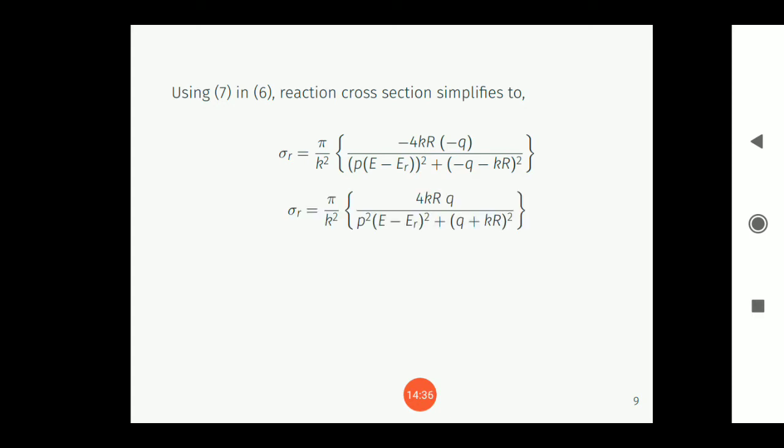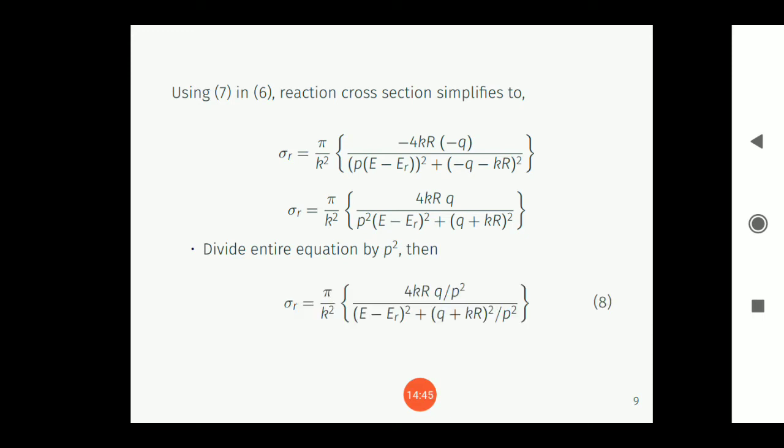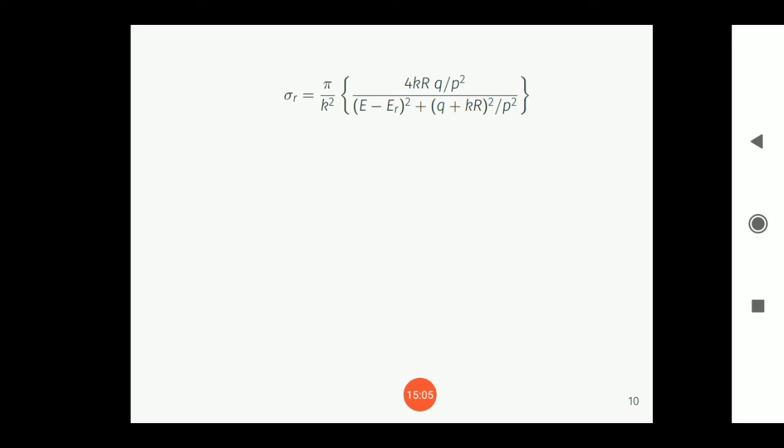If you simplify that, you get this expression. Divide this entire equation by Q square, correction, P square, and you get the reaction cross section equal to pi by k square times 4 kR Q by P square, divided by (E minus ER) whole square plus (Q plus kR) whole square by P square. Equation 8 is an important thing. We will be using that. So equation 8 is again rewritten here.